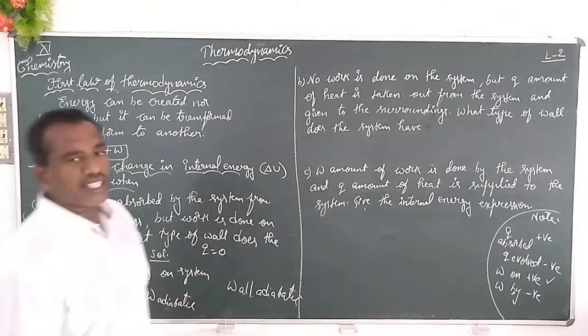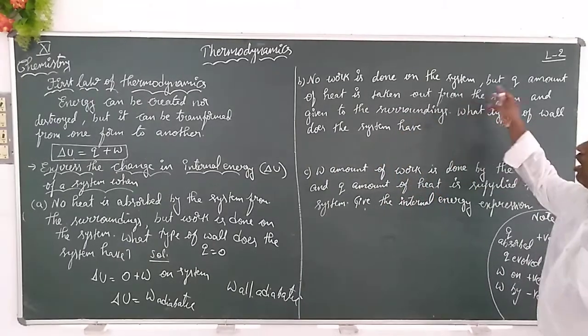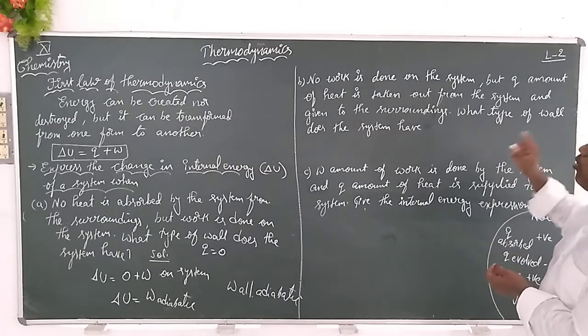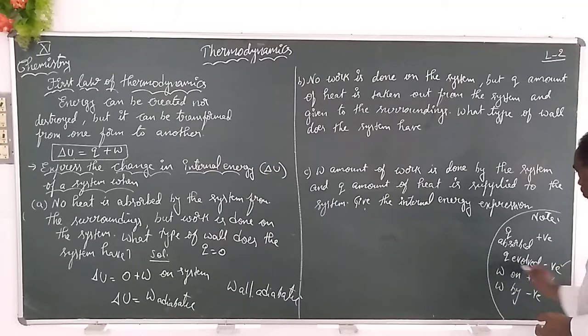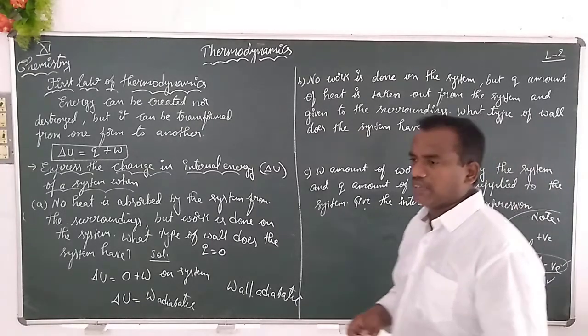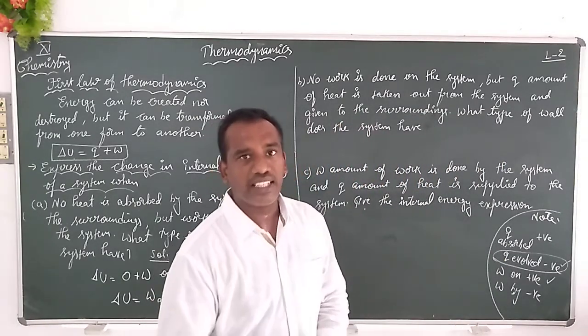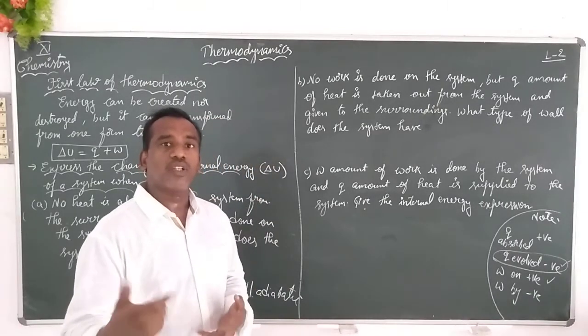Right? We are going for the second question. No work is done on the system, but Q amount of heat is taken out from the system. Q is evolved. Heat is evolved from the system and given to the surroundings. What type of wall does the system have? Heat is given out, means it is conducting the heat. As you remember, the tea glass, when I hold it, it's somewhat hot because it is a good conductor.